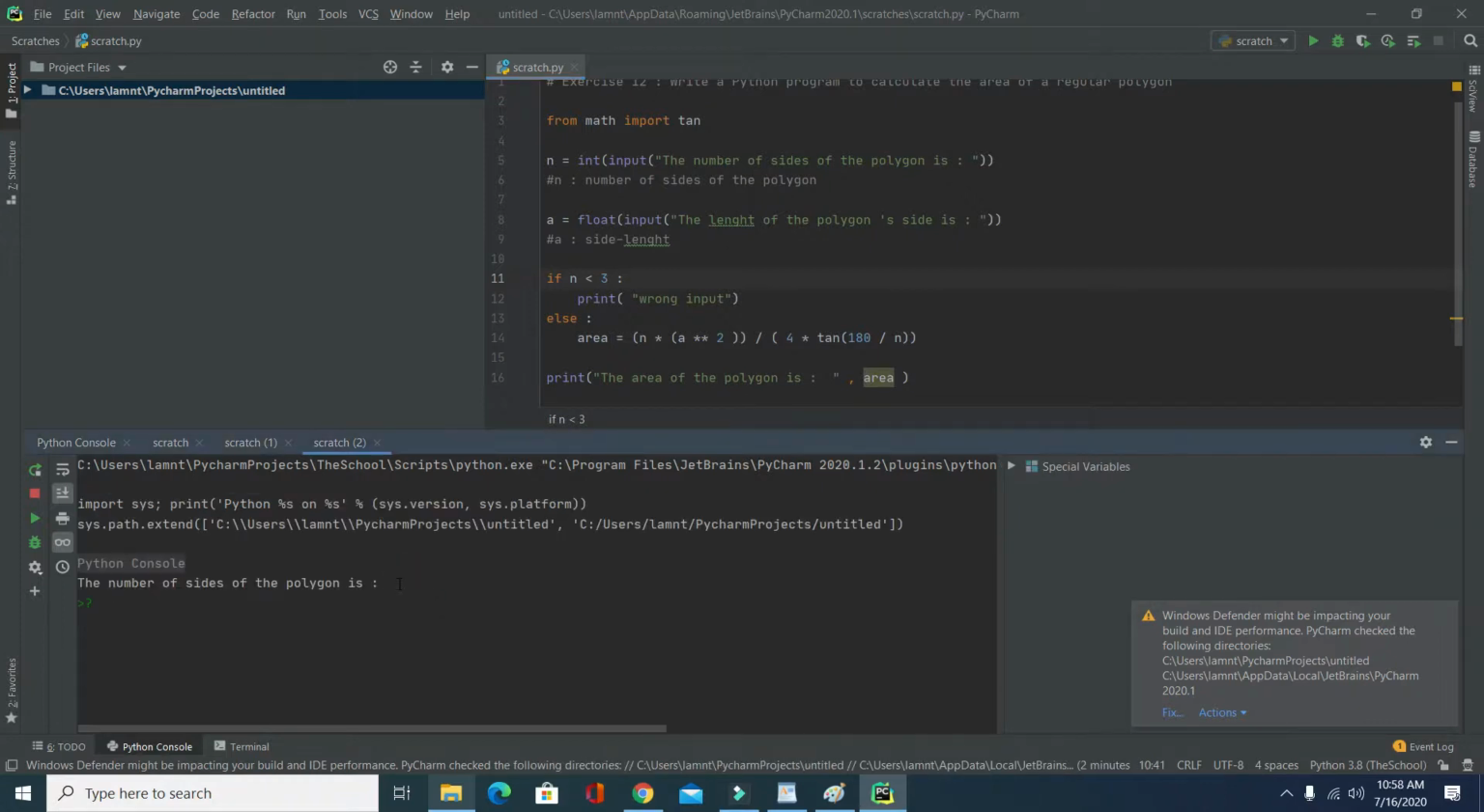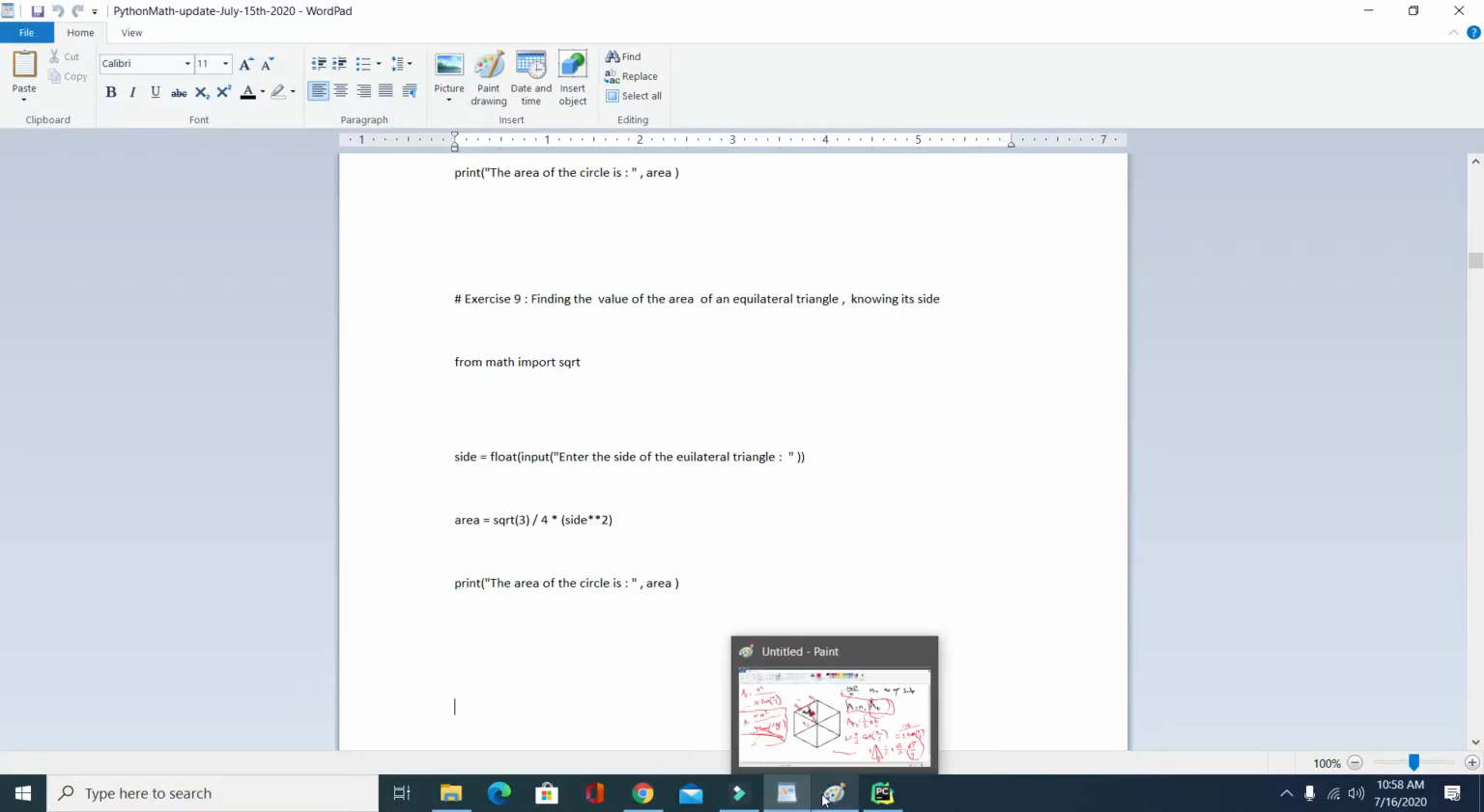Let's say 4, and 1. Probably I made some mistake, but I'm going to fix this later. So this is the Python tutorial, and let's fix this now. What's wrong? The number of sides is 4 and the side length is 1, which means the area should be 1, because that's a square. Wait, were we wrong on this?